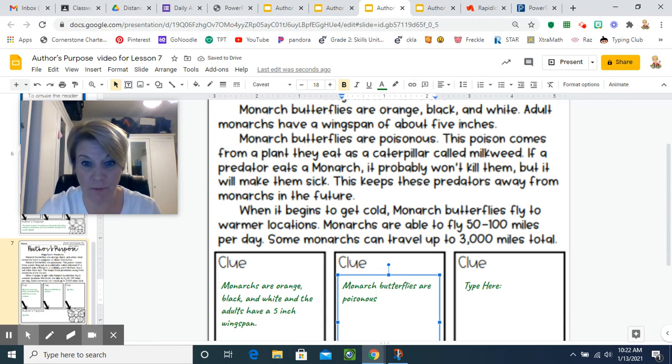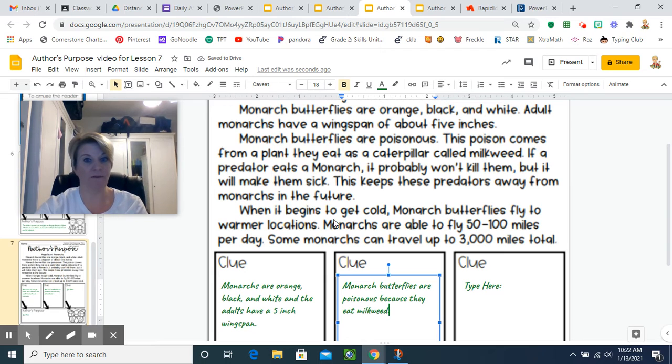Okay, so I didn't know that before. Why are they poisonous? They're poisonous because they eat a plant called milkweed. So monarch butterflies are poisonous because they eat milkweed. Okay. All right, so that's a fact.